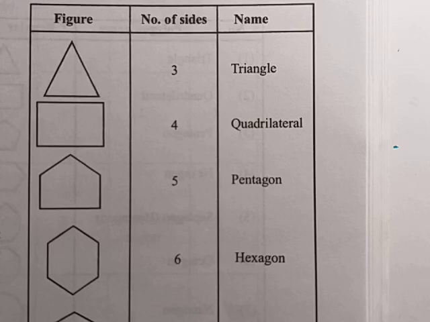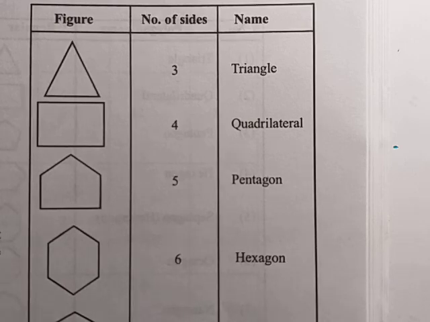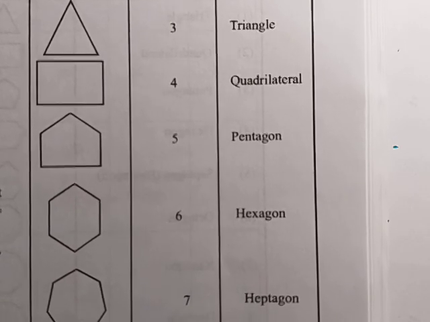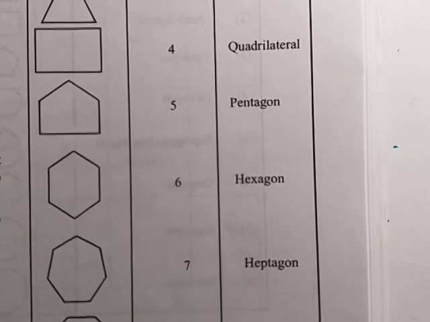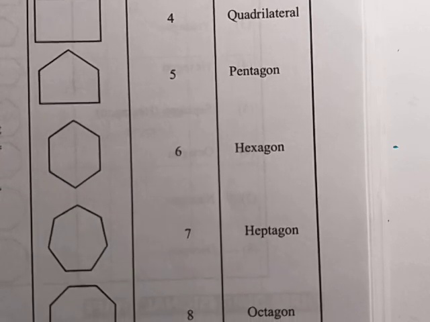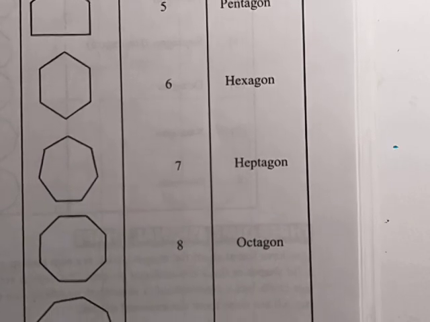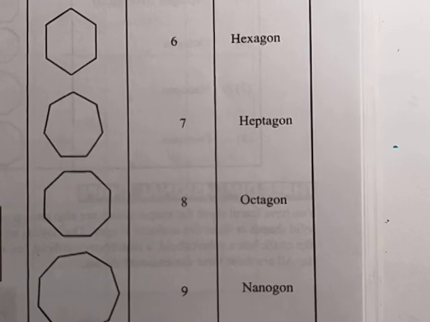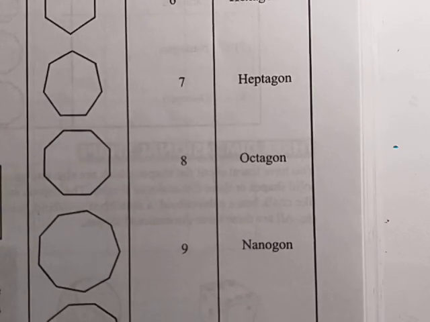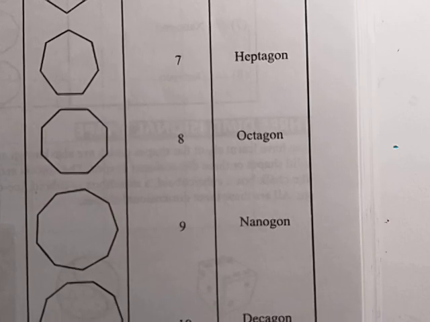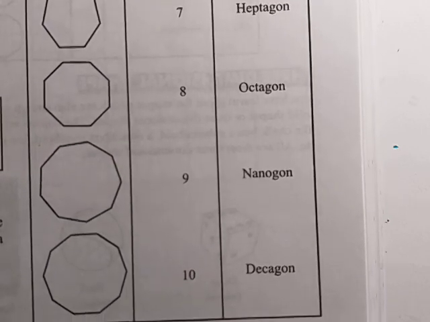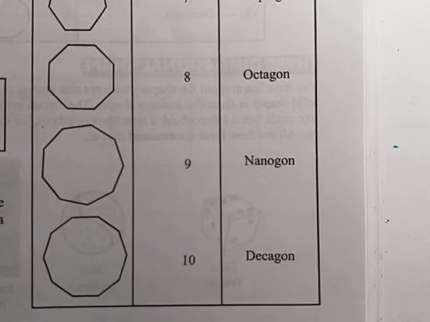When three sides are combined together, we have a triangle. A four-sided closed figure is called quadrilateral. Five-sided is called pentagon. Six-sided figure is called hexagon. Seven-sided figure is called heptagon. Eight-sided figure is called octagon. Nine-sided figure is called nonagon. And 10-sided figure is called a decagon.